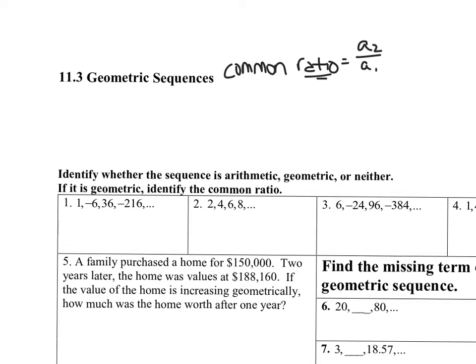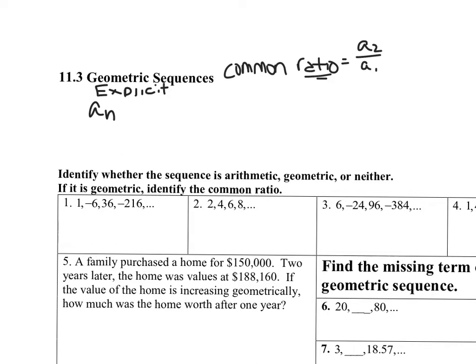So I'm going to use the notation of A's and subscripts. Sometimes with geometric sequences, you can have a different letter, such as G for geometric. I'm going to stick with the A's. So A sub 2 means the second term, A sub 1 equals the first term, and A sub n equals the nth term.